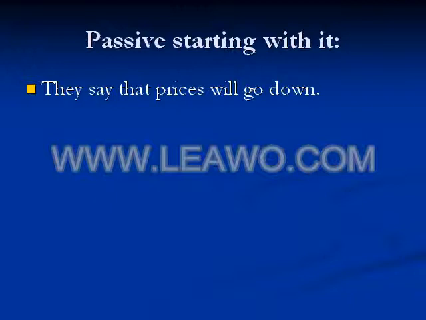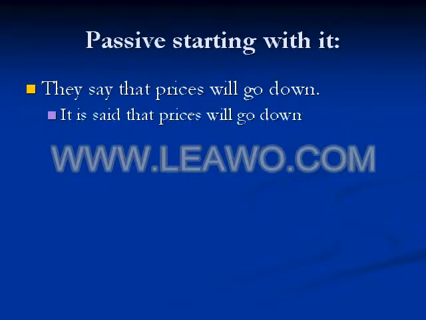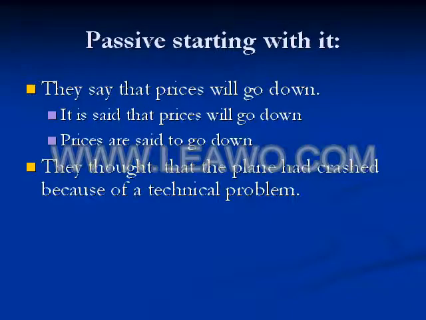There is a form of passive starting with "it". They say that prices will go down. You have two subjects, they and prices. How can you make this? It is said. The first verb only changes into the passive. It is said that prices will go down. Prices are said to go down.